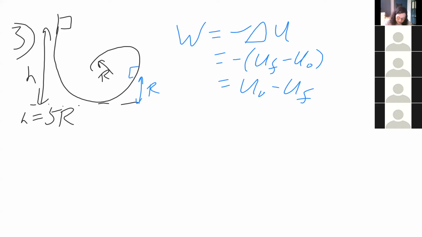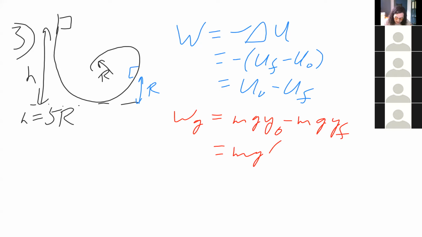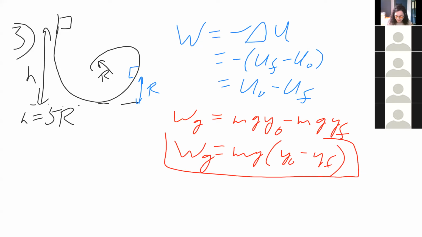If I'm looking for the work done by gravity, then it would be U initial minus U final, which would be mg y initial minus mg y final. And if you'd like, you could factor out your mg, and then you just have y initial minus y final. So this will always be your work done by gravity, provided there isn't a spring or whatever else involved. Actually, that would still work as work done by gravity, because we have a force mg, which is not dependent on distance. So the integral will always integrate like this. Okay.